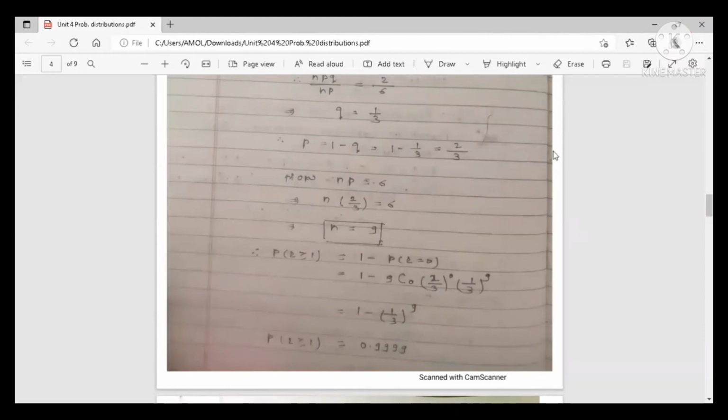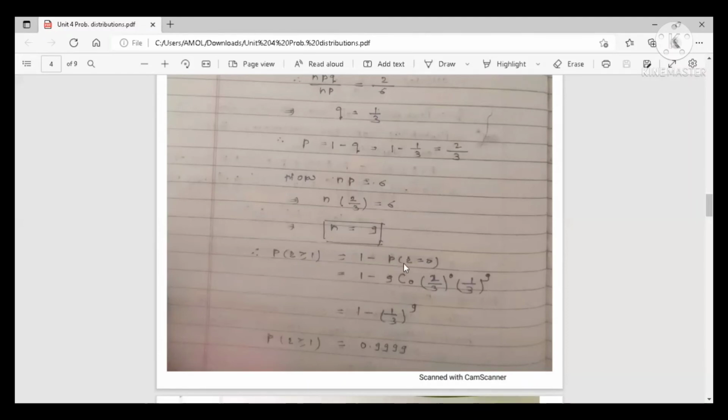Like the previous case, here r is greater than or equal to 1, means you start from 1 and how many terms you have to calculate, up to n. Here n is 9, means you start from 1 and calculate the terms up to r is equal to 9. Means you have to calculate the probability of 9 terms. So best way here, probability of r greater than or equal to 1 is nothing but 1 minus probability of failure. Now what is the failure of this probability of r greater than or equal to 1? Only r is equal to 0, this term is the failure. When r is equal to 0, that is our failure.